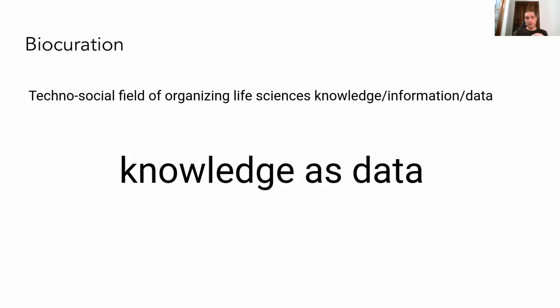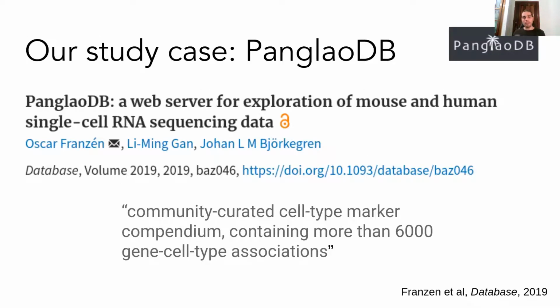So let's see how the knowledge of the PanglaoDB could be more used as data. So the PanglaoDB is a database of cell type markers. It's actually a database of many different things. Among those, relations between cell types and genes that mark them. It was published in 2019. It has been widely used since then. I think it has more than 150 citations, but it doesn't mean that it can't be better.